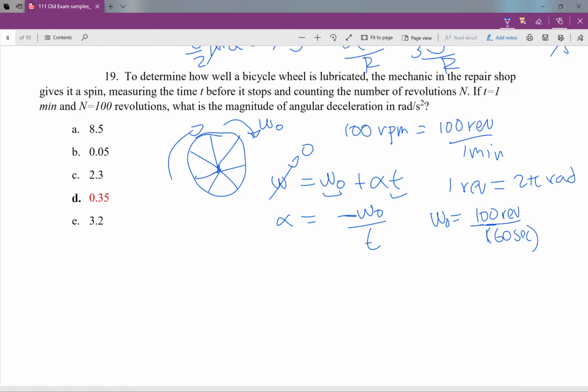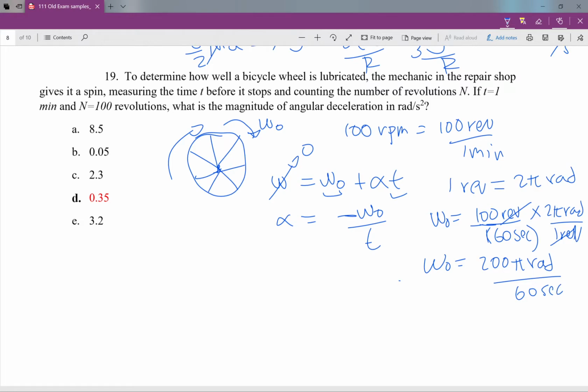So that's going to be our angular velocity, and we want that in terms of radians per second. So multiply by 2 pi radians per 1 revolution. The revolutions go away. So we have that the initial angular velocity is 200 pi radians over 60 seconds.